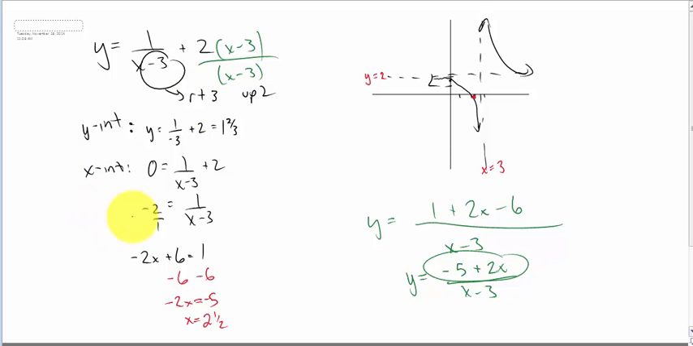And that is where I leave you. I hope you truly enjoy all that is rational functions.